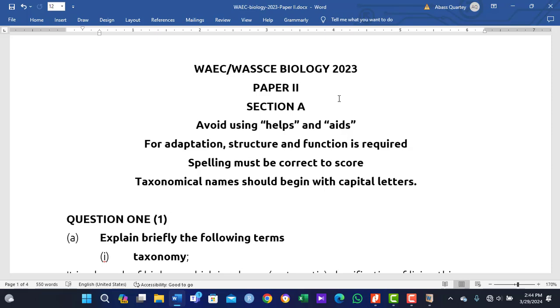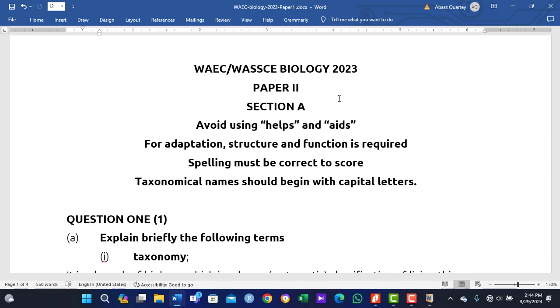All right, so let's get into it. Muddy our hands, make our hands dirty. Okay, so this is WAEC Biology 2023 Paper 2.